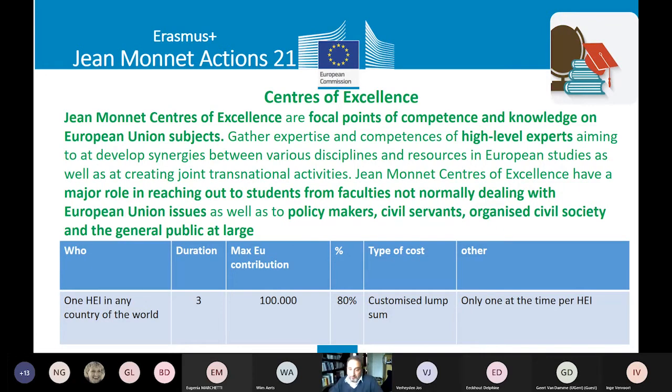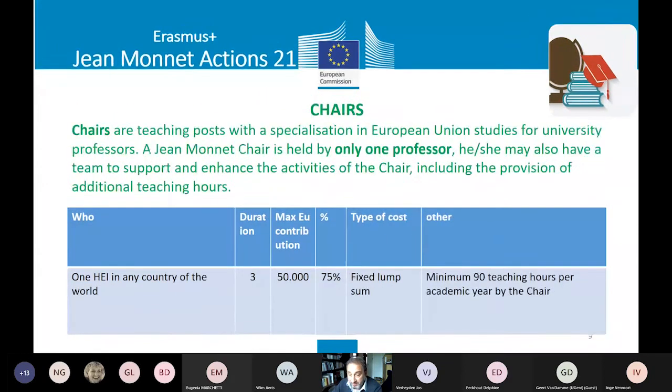And here it is also a lump sum, as for the module and chair, but it will be organized by work packages, which I will explain. And here the co-financing is 80%. The other 20% comes from the university, while for the module and chair it is 75%.